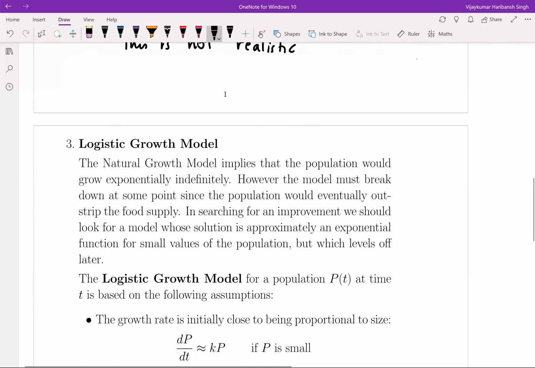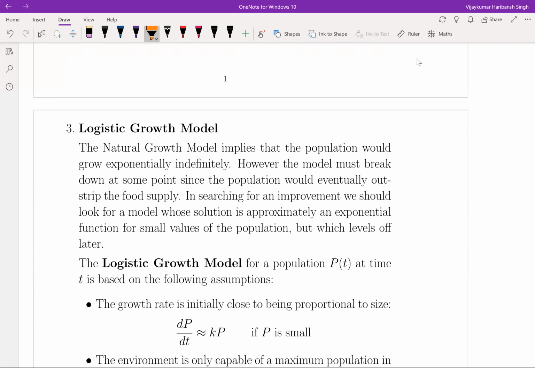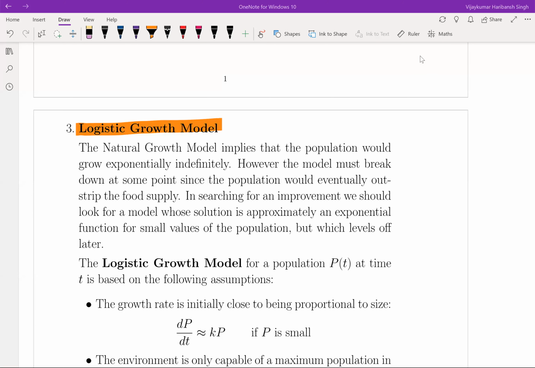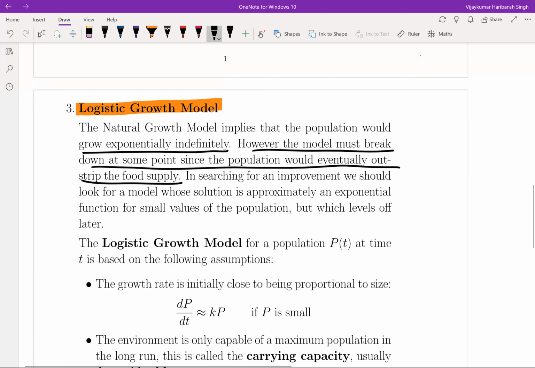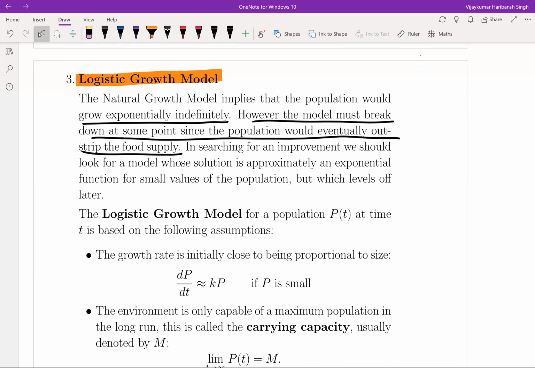That's where the logistic growth model comes into the picture. The natural growth model implies that the population grows exponentially indefinitely. However, the model must break down since the population would eventually outstrip the food supply, right? So we need an improvement of this model. One of the suggested models is called the logistic growth model. So what is the logistic growth model?